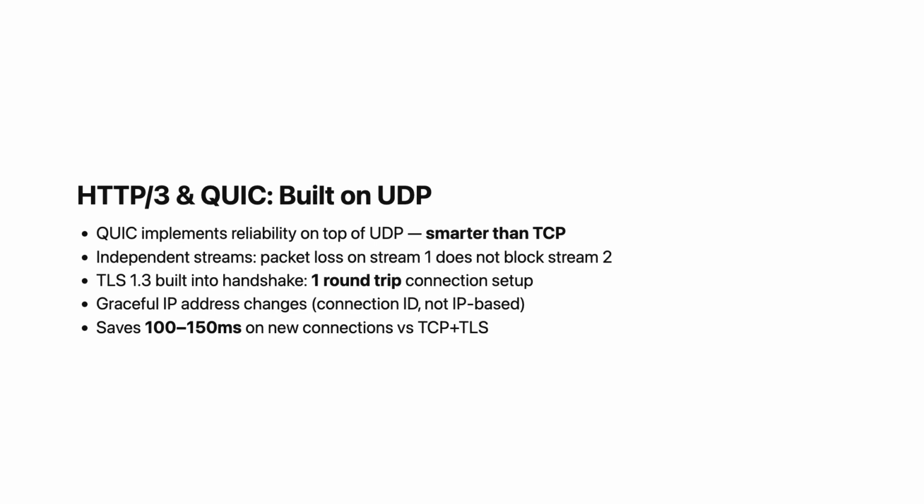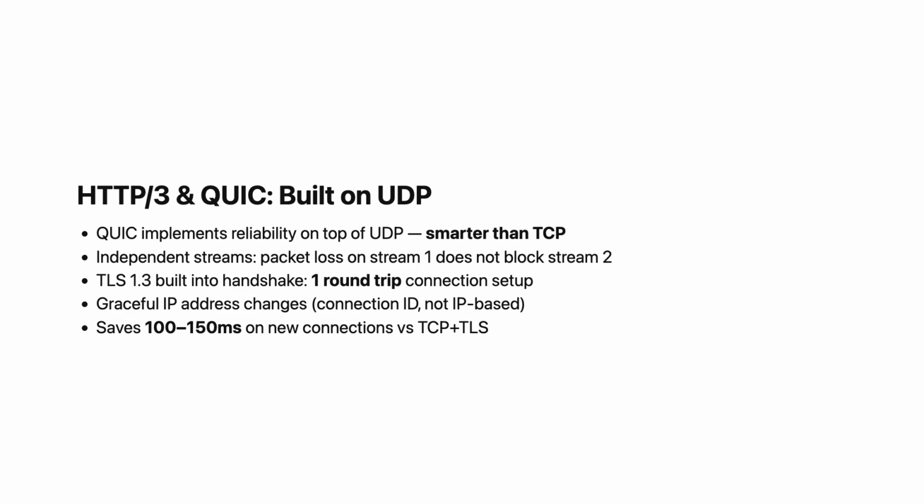QUIC also integrates TLS 1.3 directly into its handshake, so the connection setup takes just one round trip instead of the separate TCP plus TLS handshakes. On a mobile network with 50 millisecond round trips, that can save 100 to 150 milliseconds on every new connection. And QUIC handles IP address changes gracefully, critical for mobile, where your IP can change when you switch from Wi-Fi to cellular.